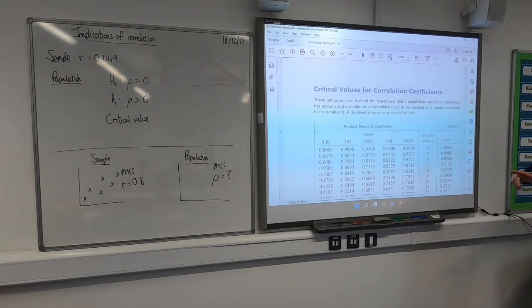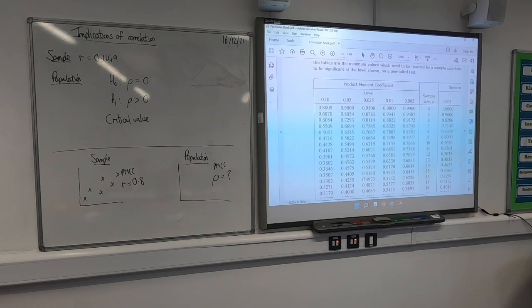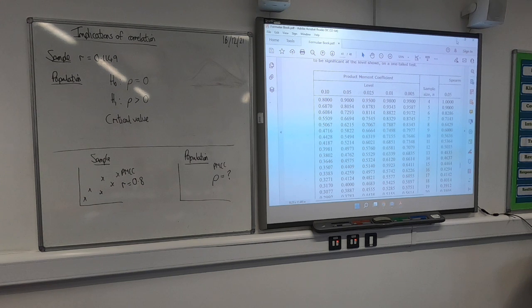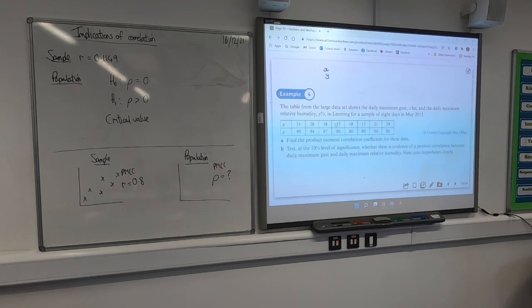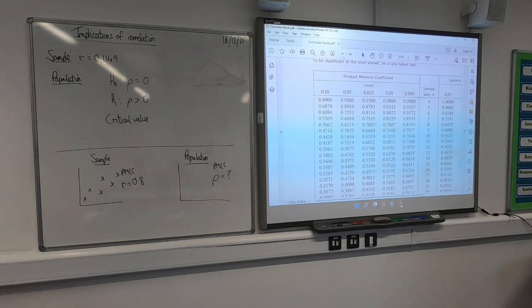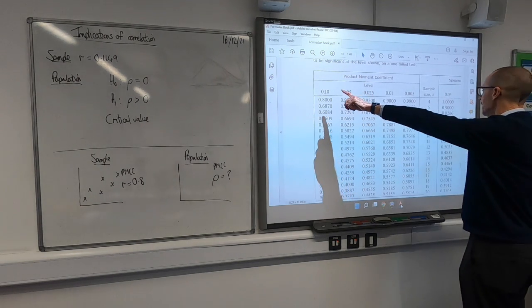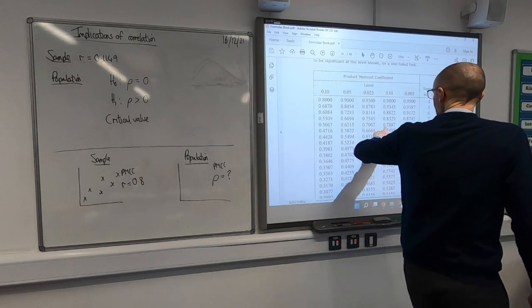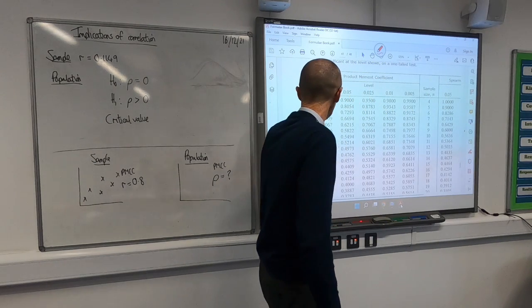Do you remember it said the 10% level? So we are dealing with this 0.1 column, that's the 10% column. And do you remember how many values we had in our sample? 1, 2, 3, 4, 5, we had eight values. So we go to the 10% column and we go down to 8 values, and that's our critical value. Okay, let me write that.